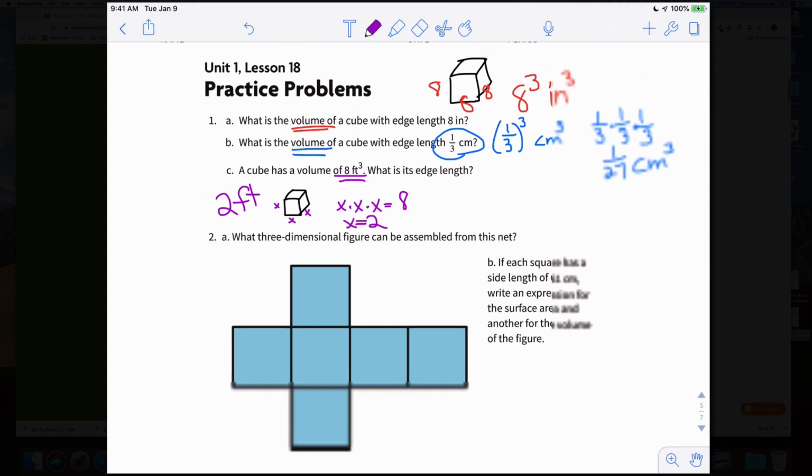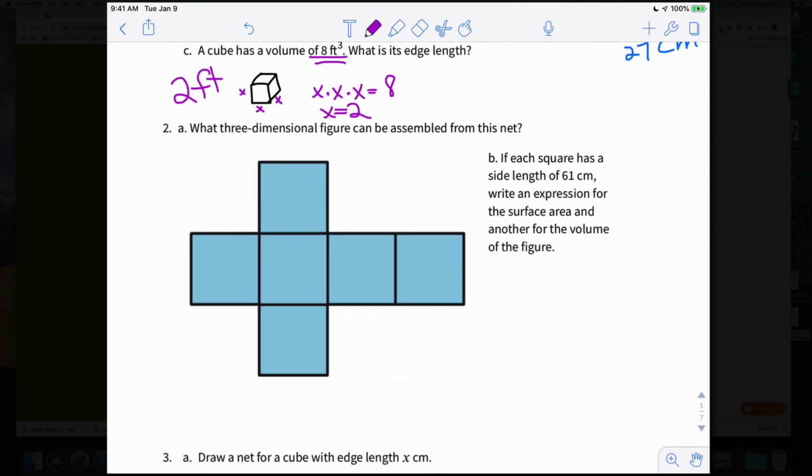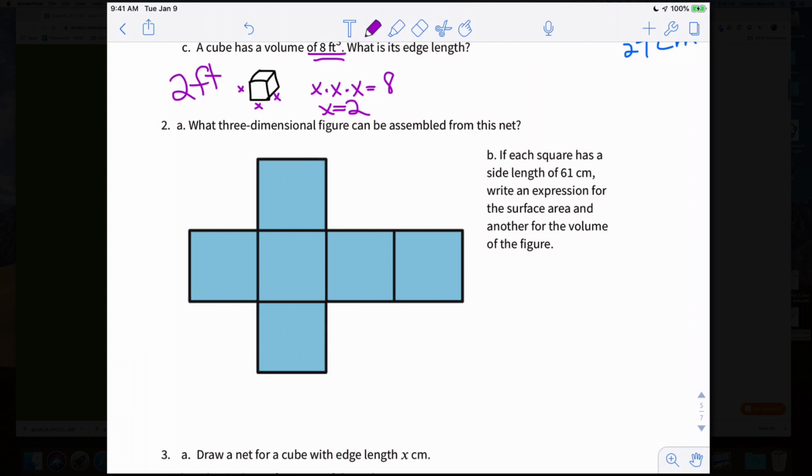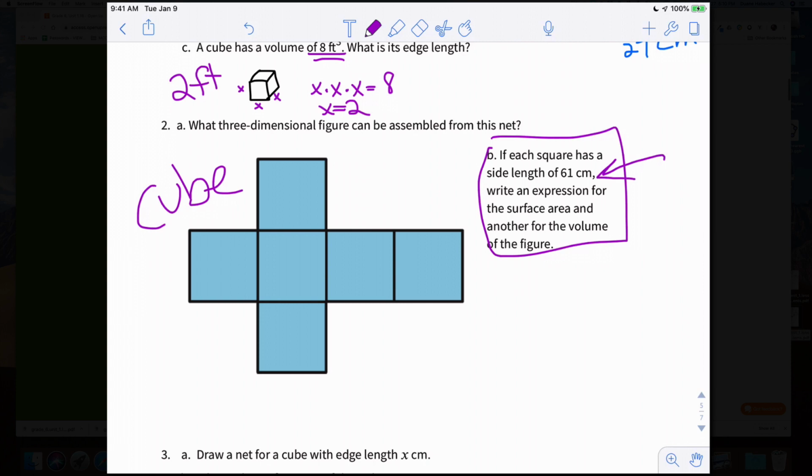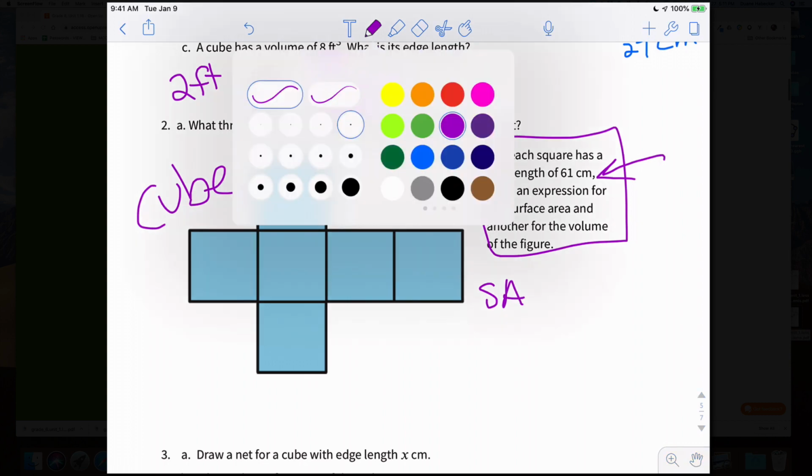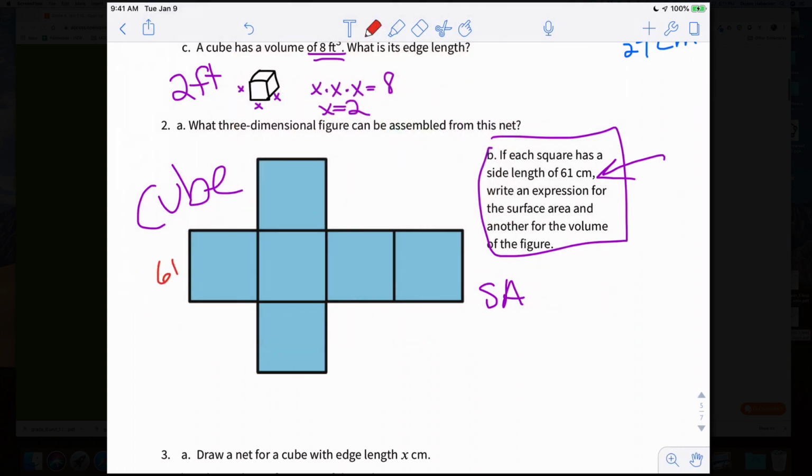All right. Number 2, what 3-dimensional figure can be assembled from this net? Well, this is a cube. We know that. We've been doing that. It's a cube. Now, if each square has a side length of 61, write an expression for the surface area and another expression for the volume. So if we're talking about surface area, they're saying that each edge length is 61, 61, 61, etc.